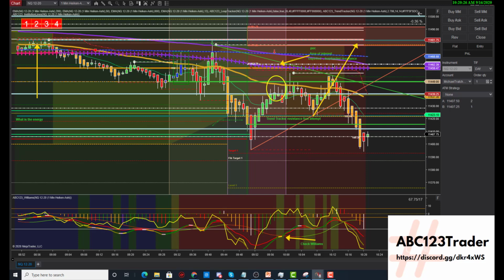I wanted to see if it would hit this line. This is the line I was looking for, and then I might have just went automatically for a sell stop. But then the M pattern created.